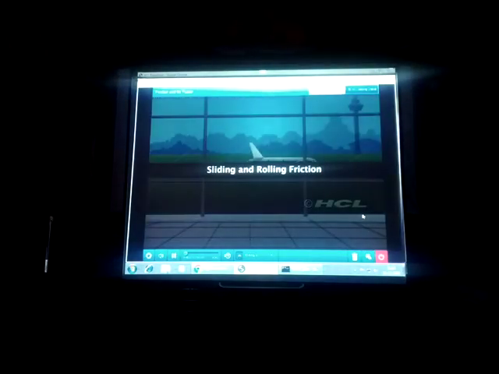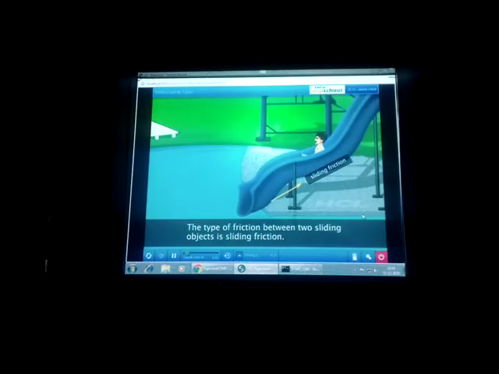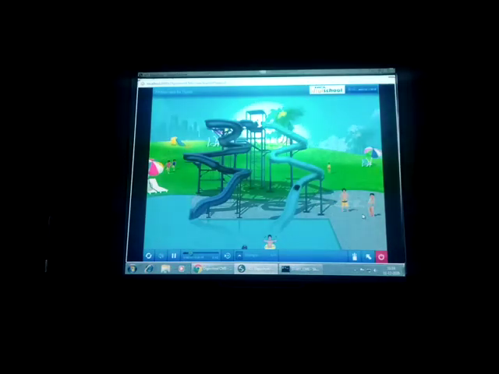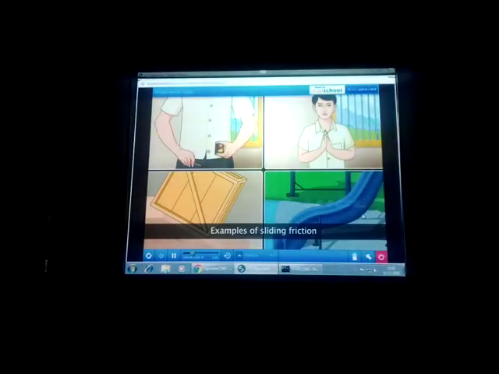Once an object starts moving, the contact points on the two surfaces do not get enough time to fuse with each other. Kinetic friction varies in accordance with the type of motion. When a moving object slides over another object, the type of friction between the two is called sliding friction. The striking of a match, the rubbing of palms, the shifting of the box, children playing on slides are all examples of sliding friction.